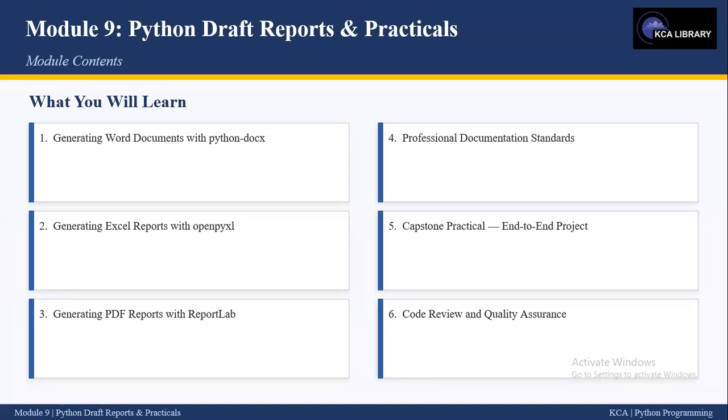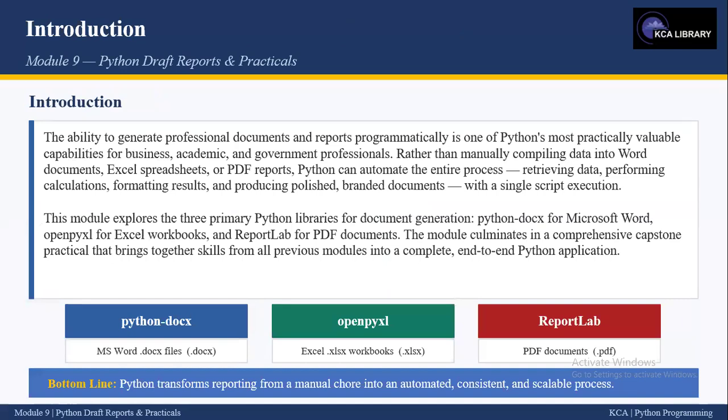quality assurance practices. Introduction. The ability to generate professional documents and reports programmatically is one of Python's most practically valuable capabilities for business, academic, and government professionals. Rather than manually compiling data into a document, Excel spreadsheet, or PDF report, Python can automate the entire process, retrieving data, performing calculations, formatting results, and producing a polished, branded document, all with a single script execution.